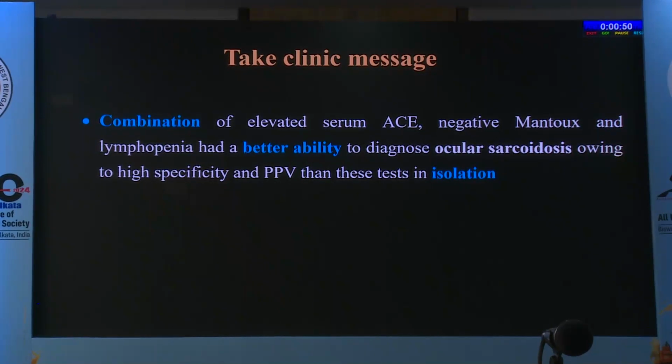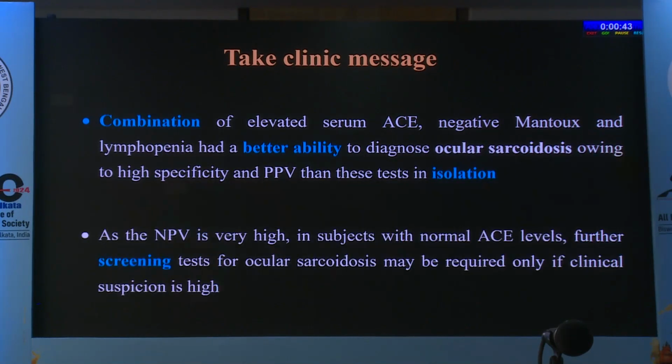According to our study, when the combination of elevated ACE, negative MANTU, and lymphopenia was used, there was a better ability to diagnose sarcoid rather than these tests in isolation. As NPV is very high, in subjects with normal ACE, further screening tests for sarcoid are needed only in case of strong clinical suspicion.